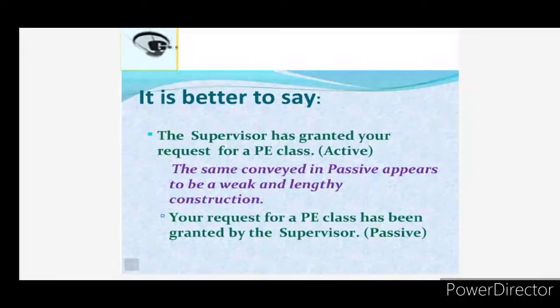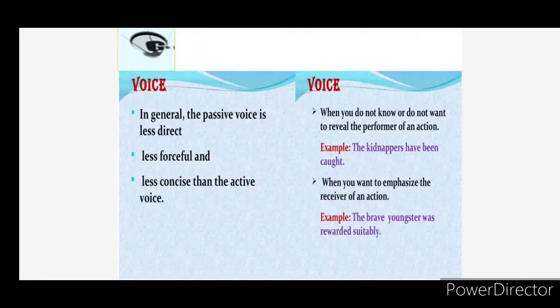It is better to say, the supervisor has granted your request for a PE class. This is active voice. The same conveyed in passive appears to be a weak and lengthy construction. Your request for a PE class has been granted by the supervisor. Now this is passive voice. So you all can see the changing that has taken place.